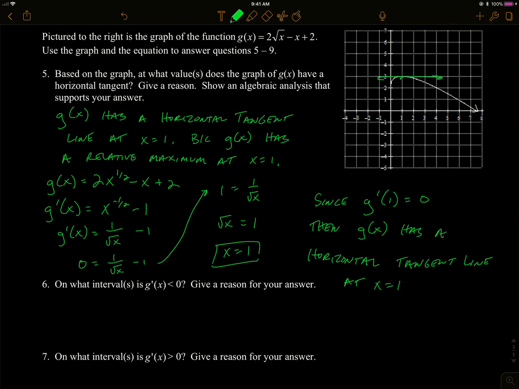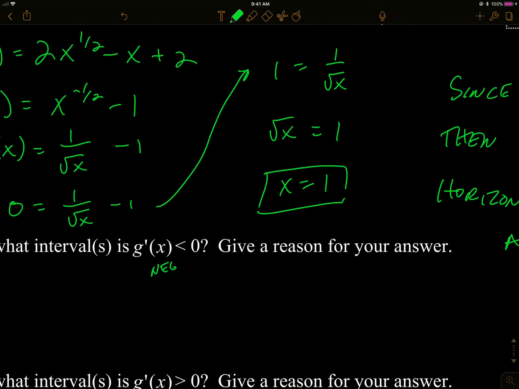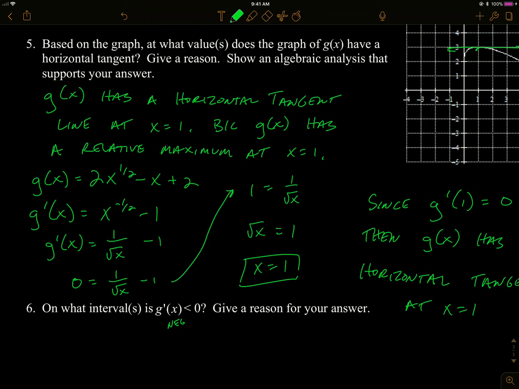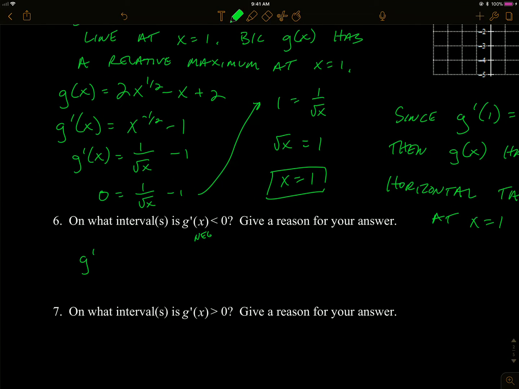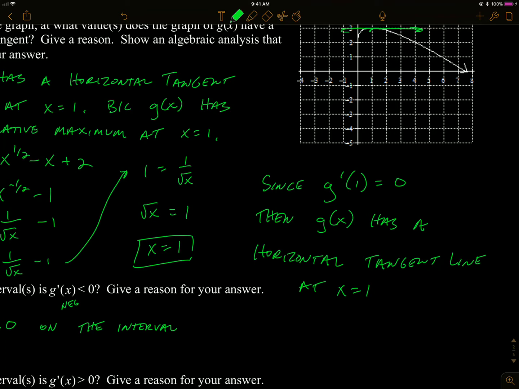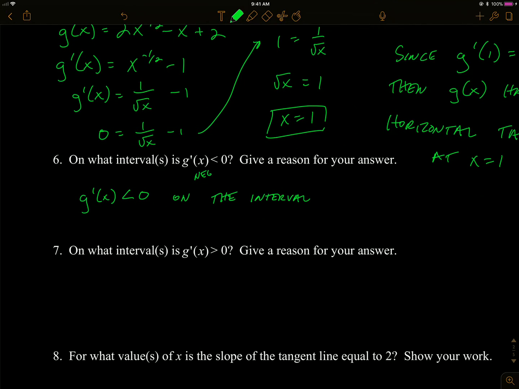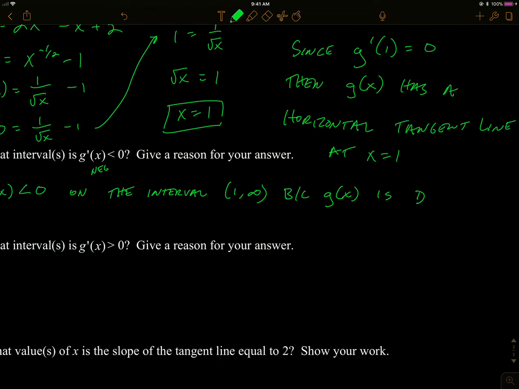On what intervals is g prime of x less than 0? Give a reason for your answer. Remember, less than 0 means negative. So for what intervals is g prime of x negative? I'll use their notation so you get used to it. g prime of x is less than 0 on the interval (1 to infinity), because g of x is decreasing.